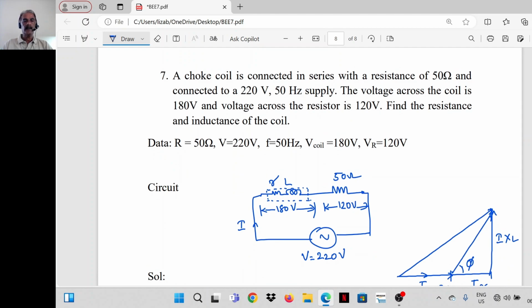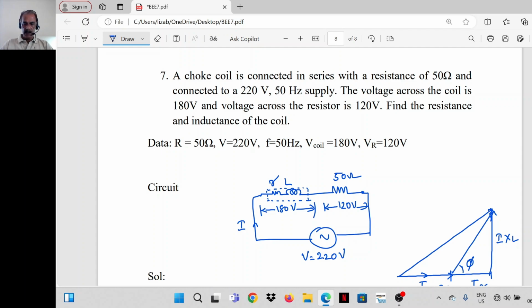Next, a choke coil is connected in series with a resistance of 50 ohm and connected to a 220 volts, 50 hertz supply. The voltage across the coil is 180 volts and voltage across the resistor is 120 volts. Find the resistance and inductance of the coil.